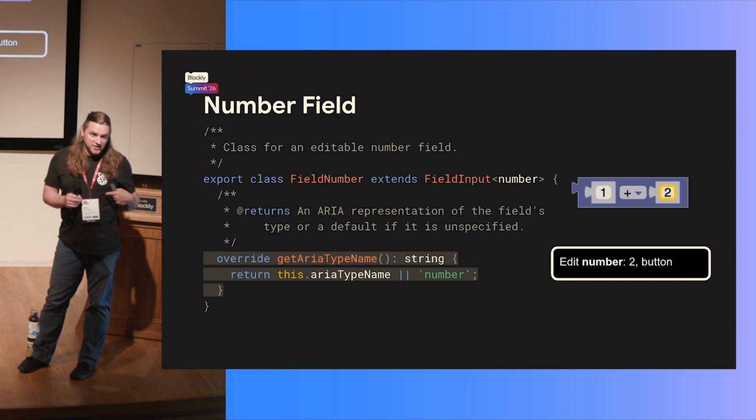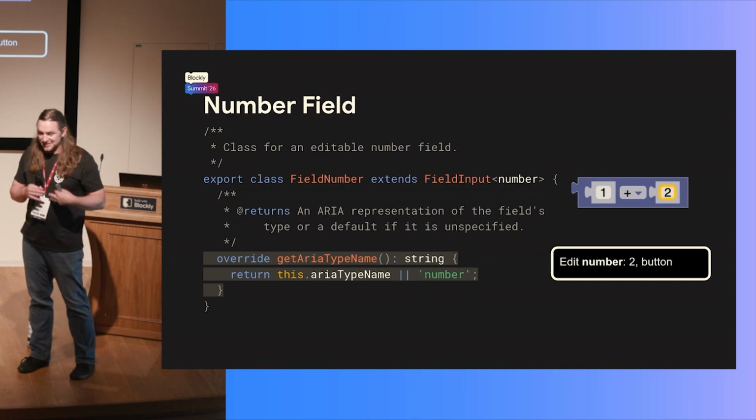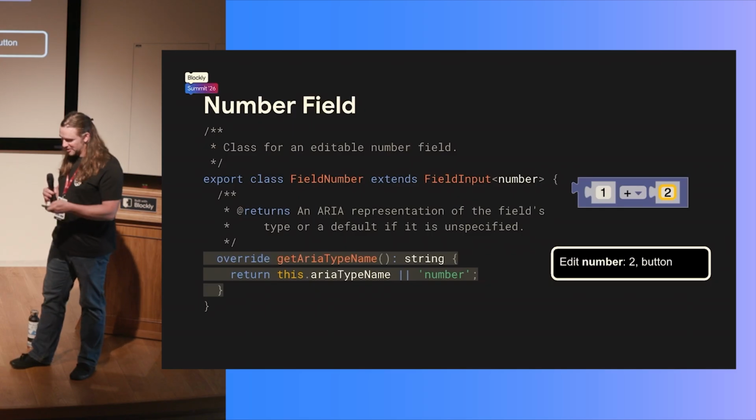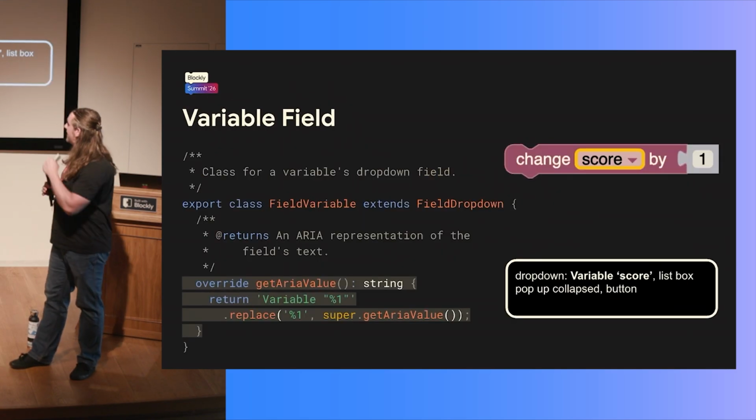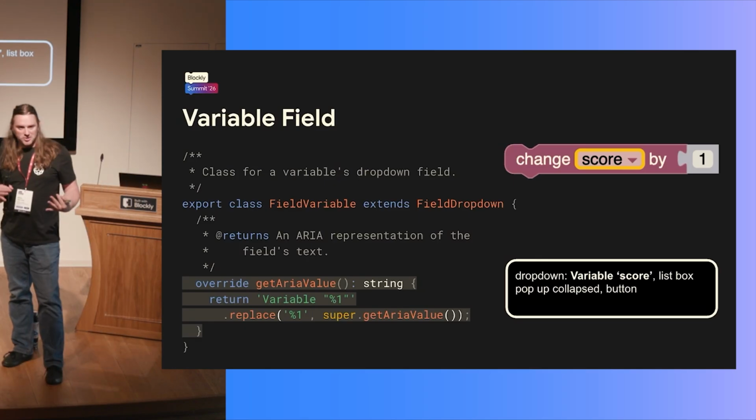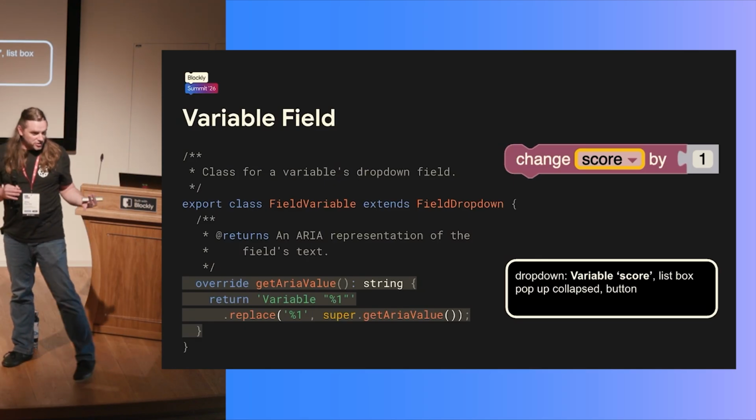If you extend any of our fields and you've done so in a way that recontextualizes how they work, you might want to extend this method in your classes. And then get ARIA value has a similar purpose, but it's for the actual field value.